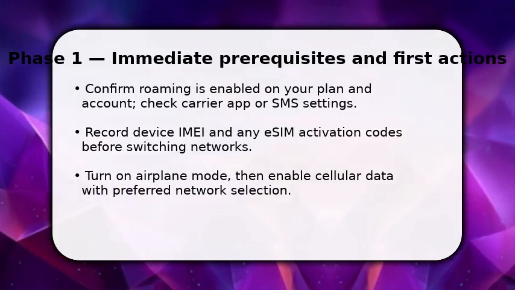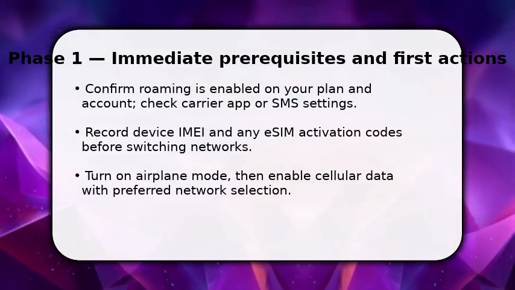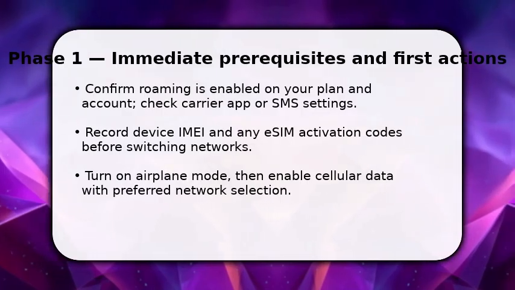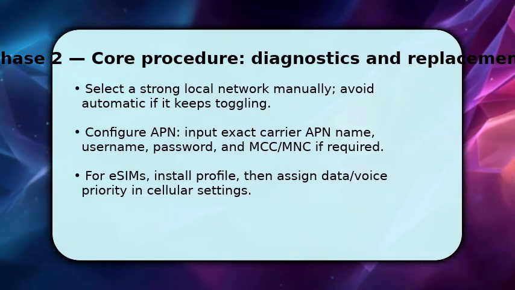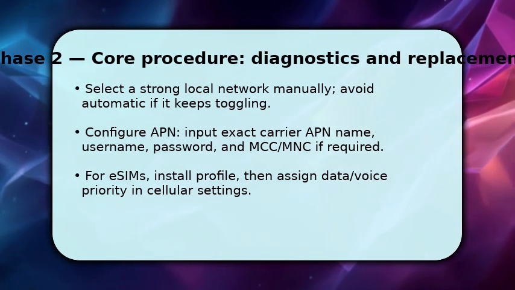Make sure to enable mobile data and set network selection to manual so you can pick a working local operator. You now pick a specific local operator manually. This reduces roaming hops and handshake failures.